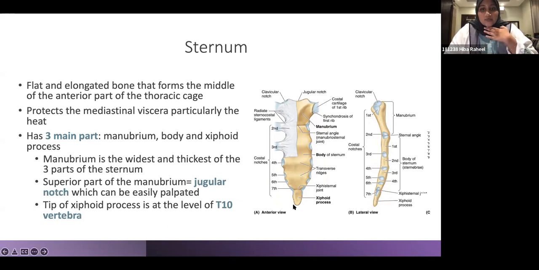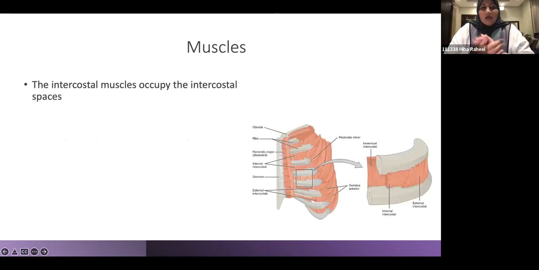The reason why it's important is because then you can start counting from there onwards. So it's kind of like the ending of the thorax and the beginning of the abdomen. But just remember that the xiphoid process, this tip, ends at the T10 vertebra. Okay. Any other questions?